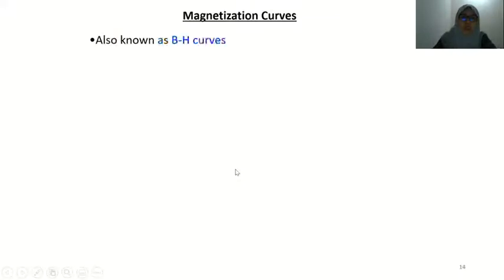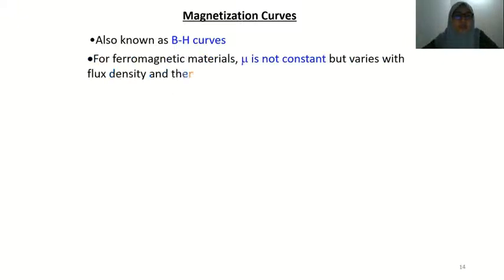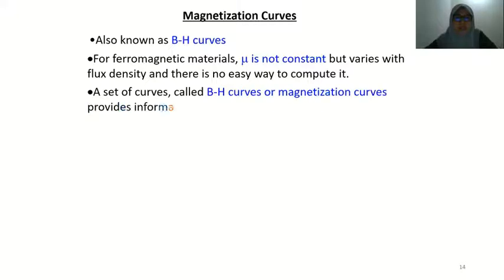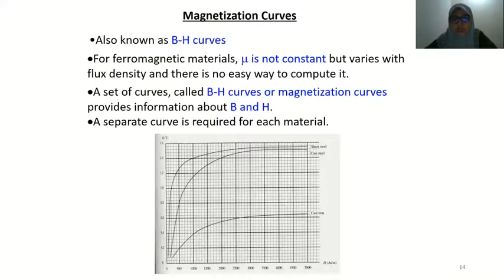So what is the magnetization curve? The magnetization curve is also known as the BH curve. For ferromagnetic materials, mu is not constant but varies with the flux density, and there is no easy way to compute it. So a set of curves called the BH curve or the magnetization curve provides information about the B and H properties. A separate curve is required for each material. So this is the curve, the magnetization curve, also called the BH curve.